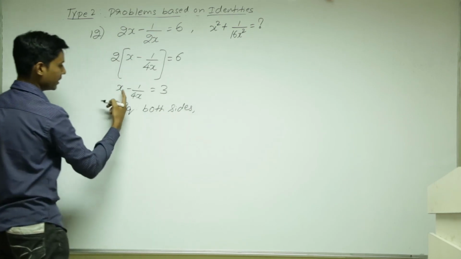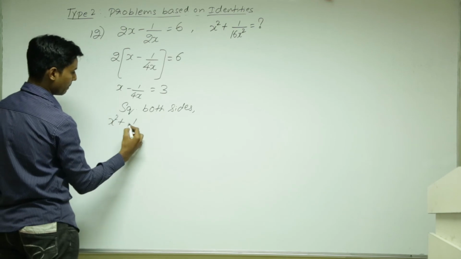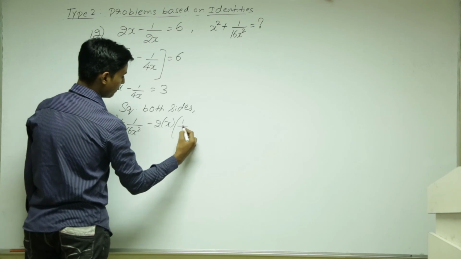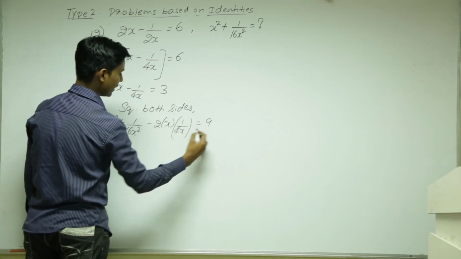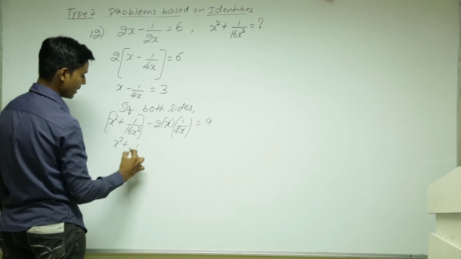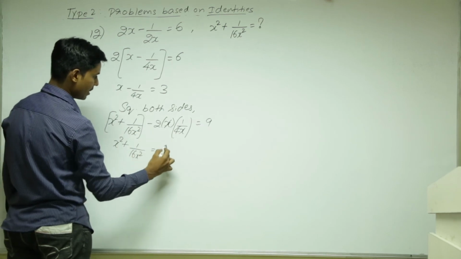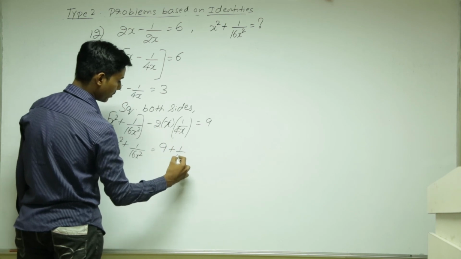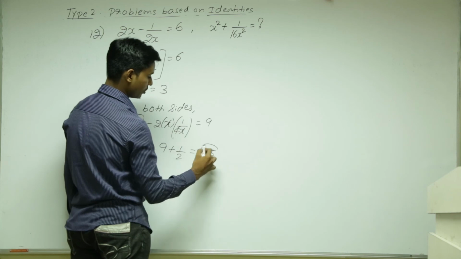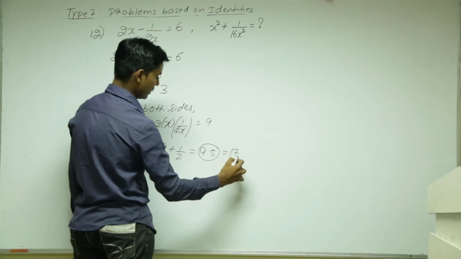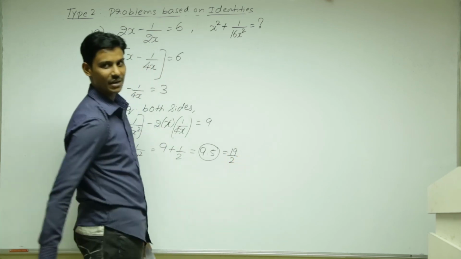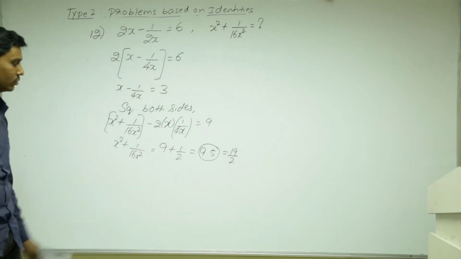This is (a minus b) whole square, a square plus b square minus 2 into a into b. This is nothing but 3 square, which is 9. x will get cancelled. This is what I require. x square plus 1 by 16x square is nothing but 9 plus 2 by 4, which is 1 by 2. 9 plus 1 by 2 is 9.5. Answer for this question is 9.5 or 19 by 2, either you keep it in decimal or fraction. 19 by 2 is the answer. Please write.